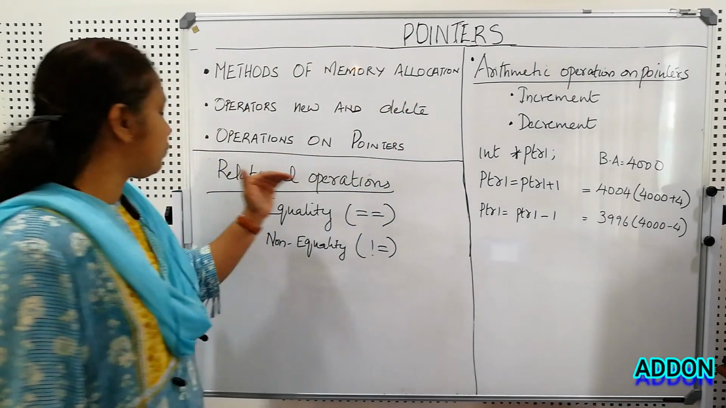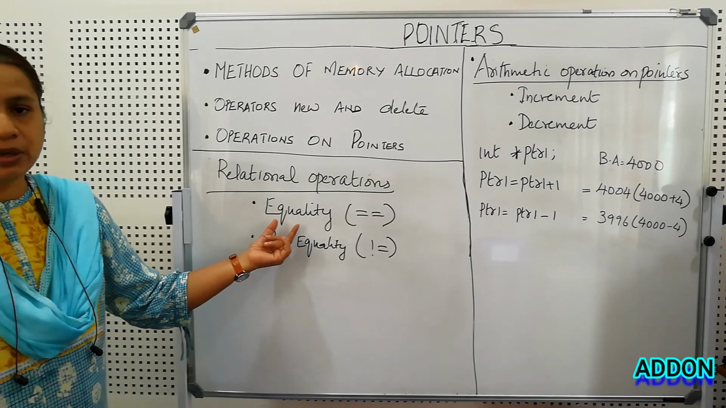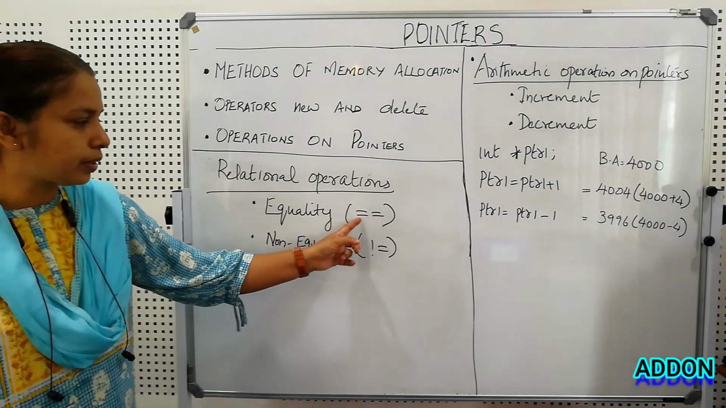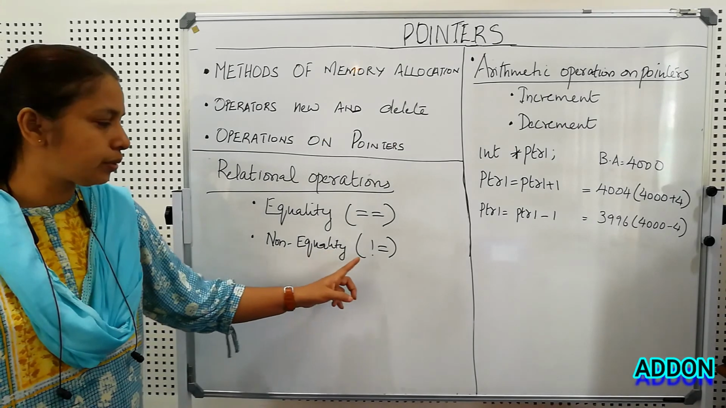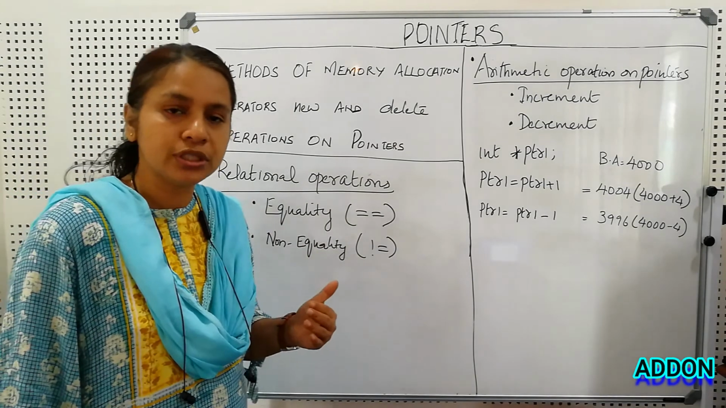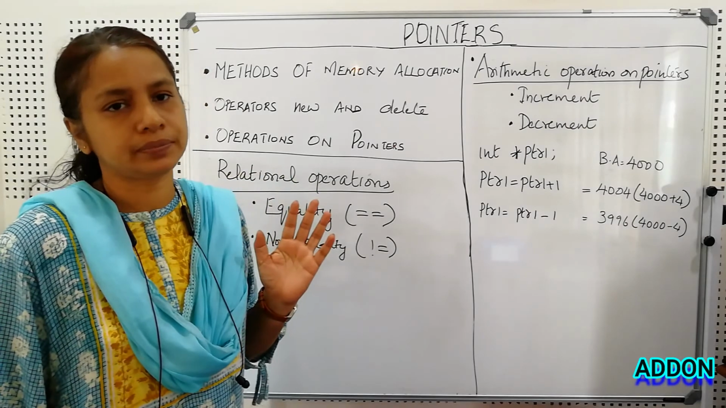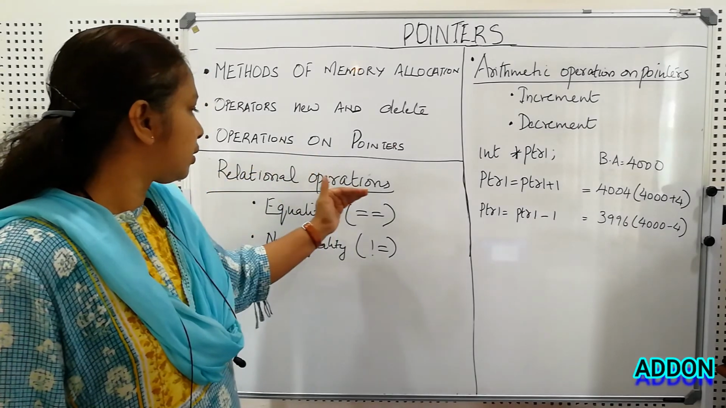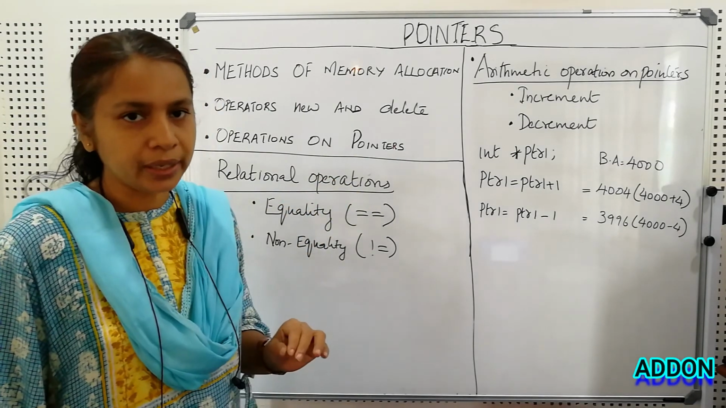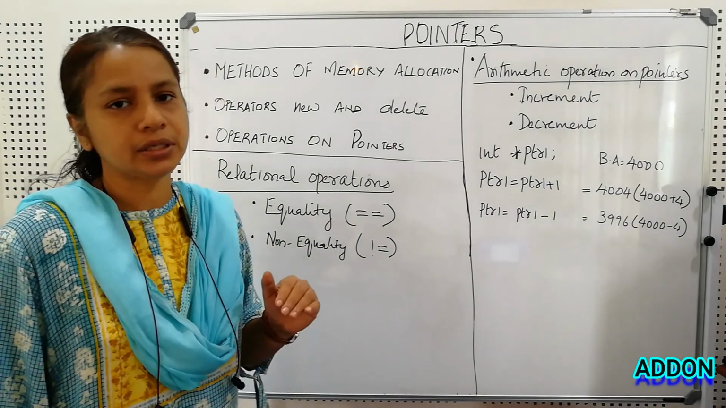Okay. Now next we are going to the relational operations. There are two relational operations. The first one is the equality operator and the second one is the non-equality, not equal to operator. Equality operator is double equal to, and not equal to operator is an exclamation sign and equal to. These two operators are used to check whether the two pointer variables are equal or not. So this is the importance of the equality operator and non-equality operator. It is used to check whether the two pointer variables are of the same location or of different locations.